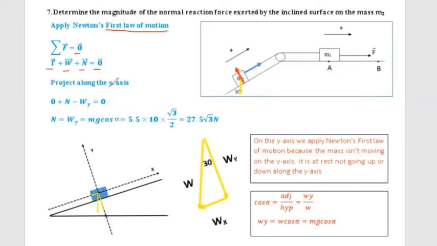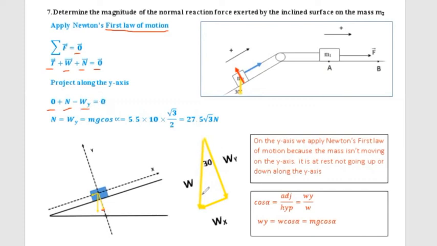As we said, we will project along the y-axis. What's the projection of the tension along the y-axis? Since the tension is along the x-axis, it doesn't have a y component, so 0. What's the projection of the normal reaction? It is plus n, because the normal reaction is along the y-axis and they have the same direction, so plus n. What about w? The projection of w along the y-axis is minus wy, because it is downwards while the positive y-axis is upwards. So minus wy equals 0.